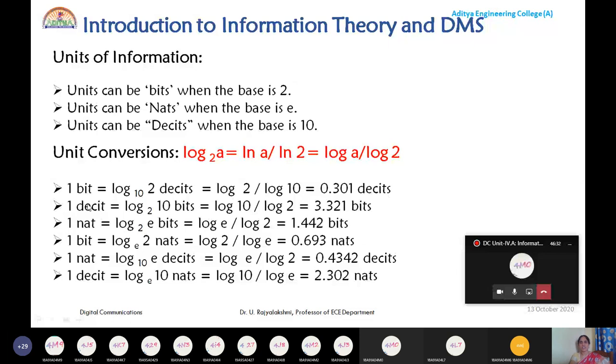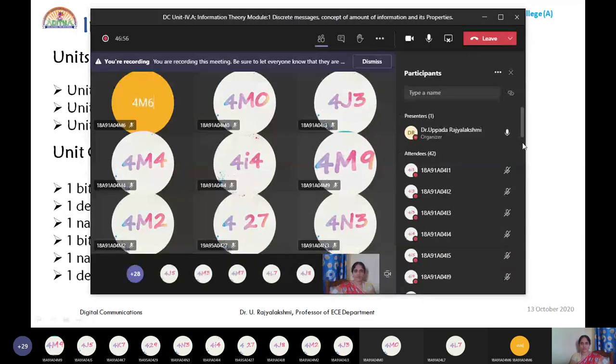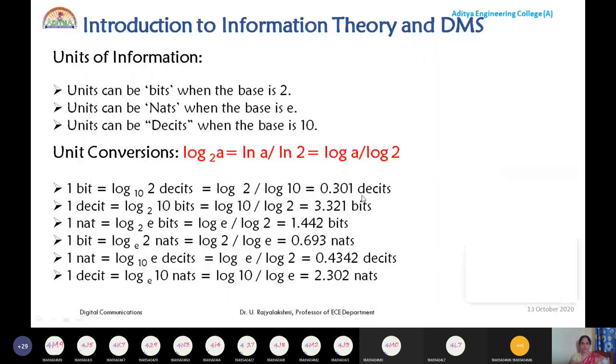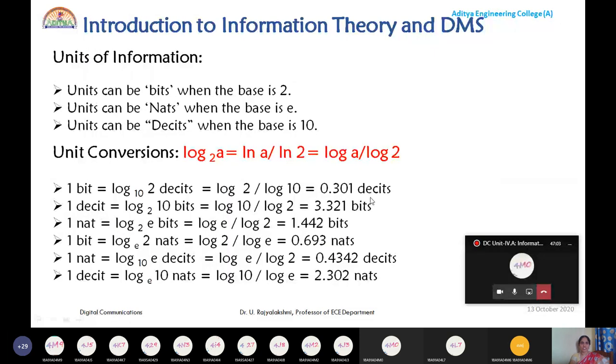Next, check yourselves. One decit is equal to how many bits? One decit is log 10 base 2 bits, that is, log 10 by log 2. Ma'am, 3.321. Okay, very good, that's right.